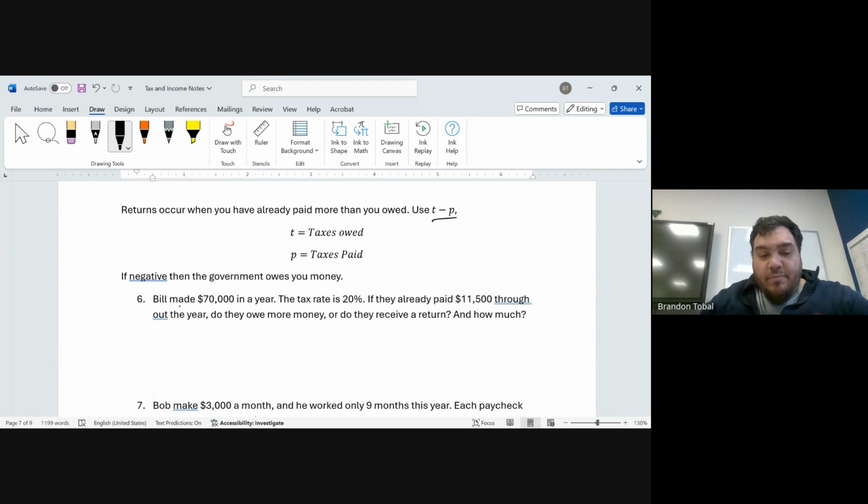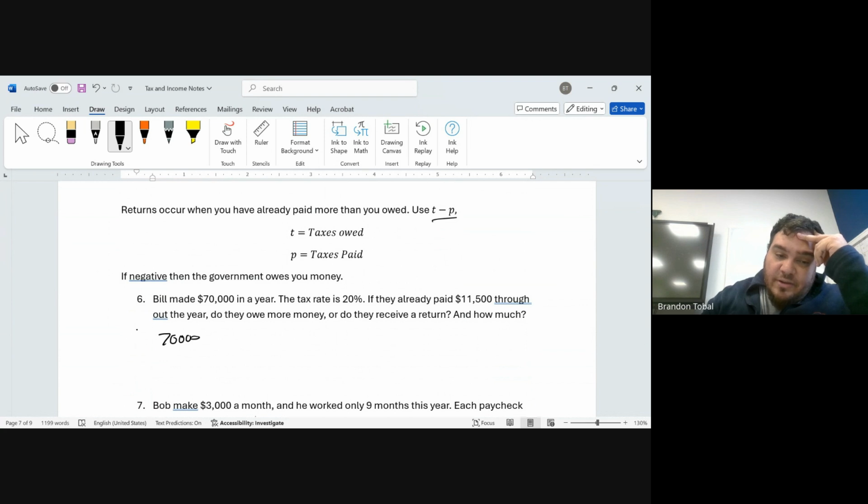So let's talk about it. Bill made 70,000 in 1 year. The tax rate is 20%. He already paid 11,500 throughout the year. How much does he owe, or does he get a return and how much? So Bill made 70,000 a year. In this case, the tax rate is 20%.